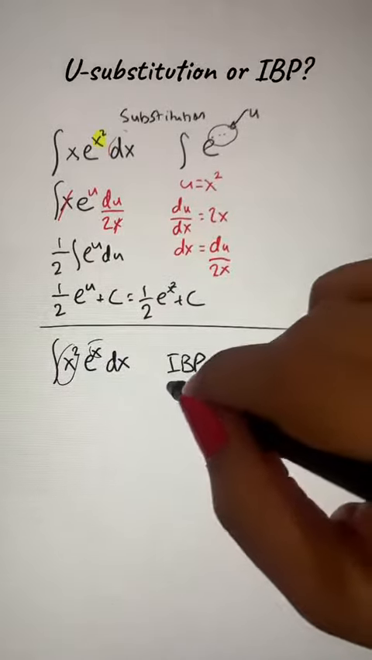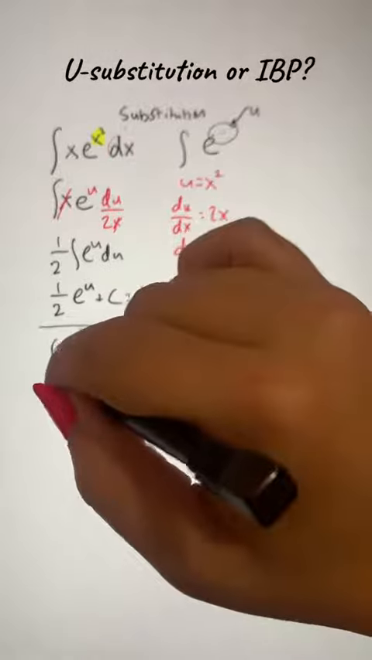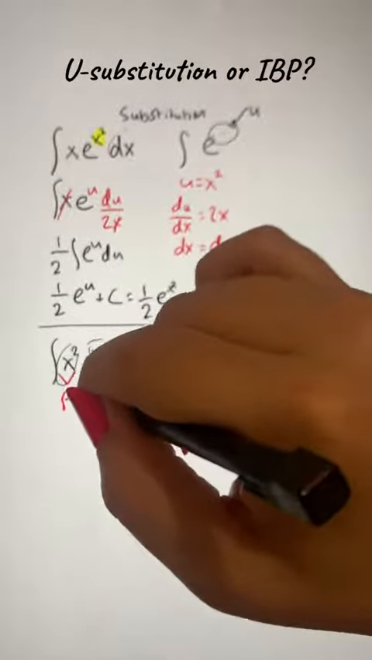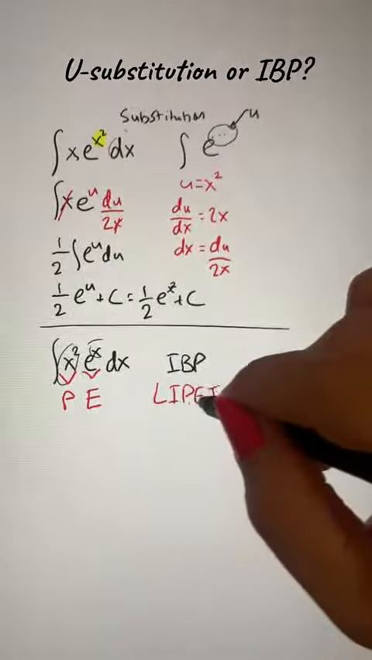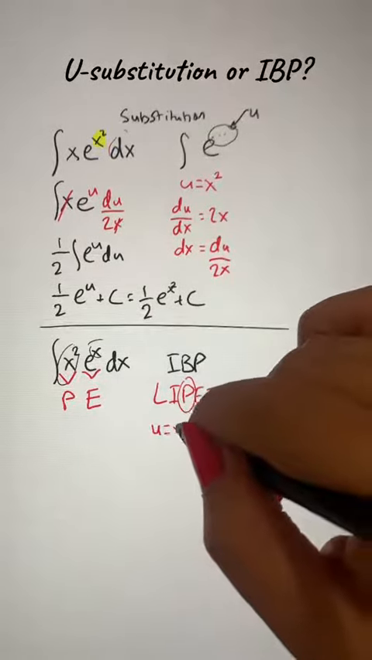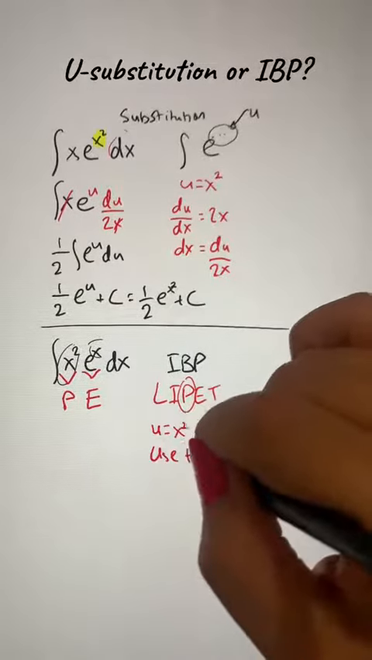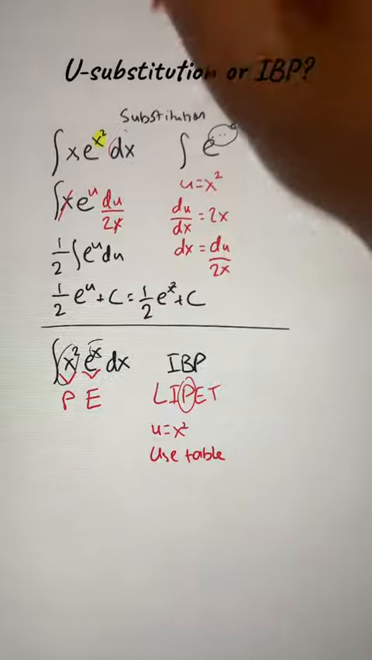For integration by parts, the first step is to figure out what our u is. Our u is the first letter that appears in the word LIPET. So x squared is a polynomial, which is P. E to the x is an exponential, which is E. The letter P appears before the letter E in LIPET, therefore u is x squared. And whenever you have a polynomial with either an exponential or a trig, you can use the table method.